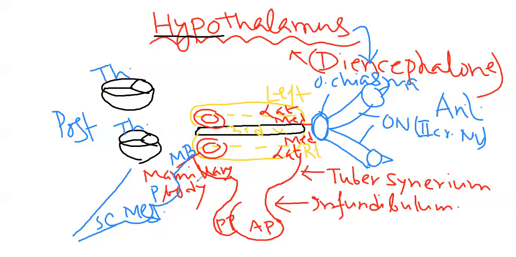And the hypothalamus on each side will again be divided into two zones. One is the lateral and one is the medial. The medial part of the hypothalamus on that side is situated just lateral to the third ventricle. So just lateral to the third ventricle will be the medial part of the hypothalamus, and away from the third ventricle will be the lateral part of the hypothalamus. So this is the overall position of the hypothalamus.